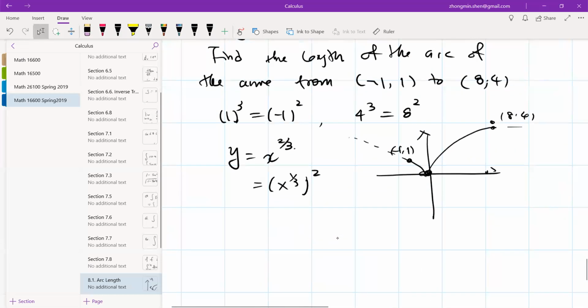So let's set up an integral with respect to x and with respect to y. Let's see, what's the question here? Use the formulas 3 and 4 to set up two integrals for the arc length. So you have to calculate it separately, because for this one, the function is continuous everywhere, but it's not differentiable at this point when x equals 0.